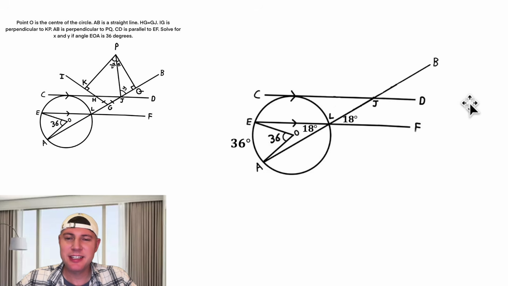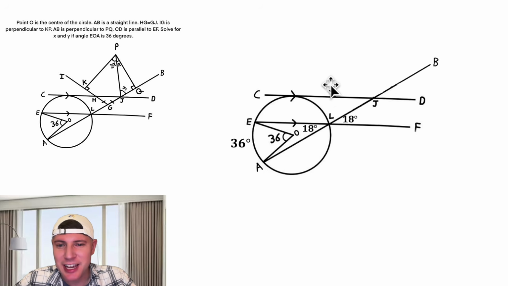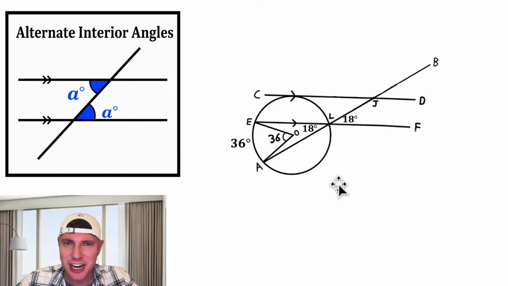Next, let's bring in CD that intersects at J and is also parallel to EF. Using these notes for alternate interior angles, we know that this angle is congruent to this angle. So we can label this 18 degrees.